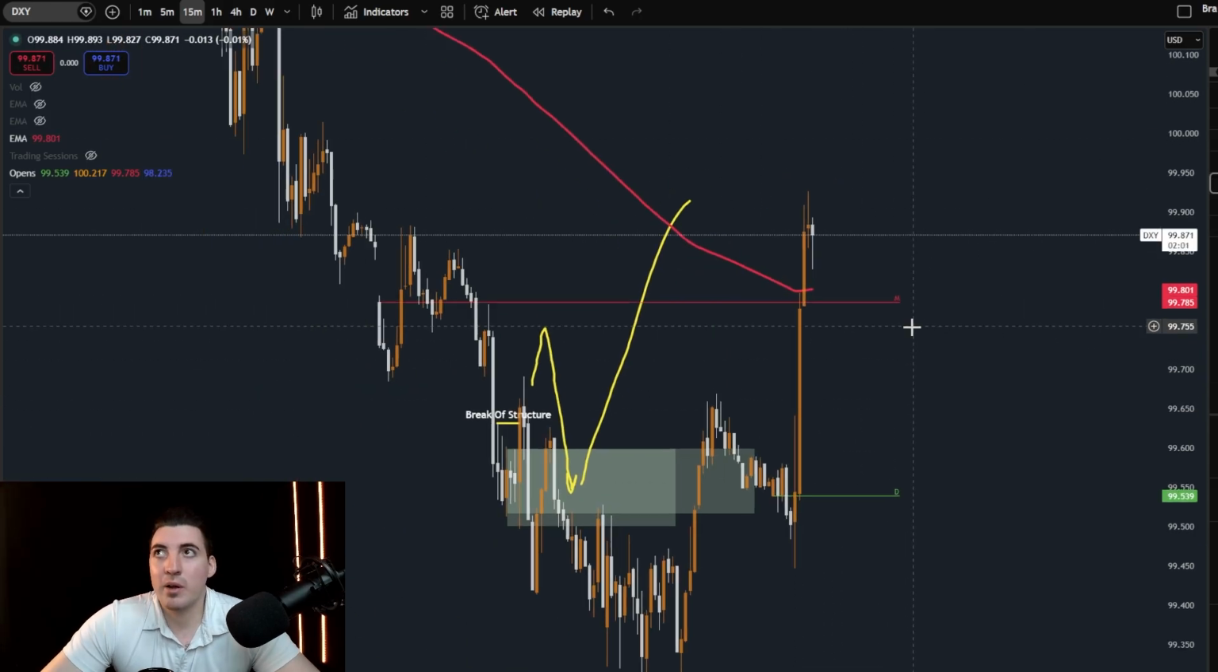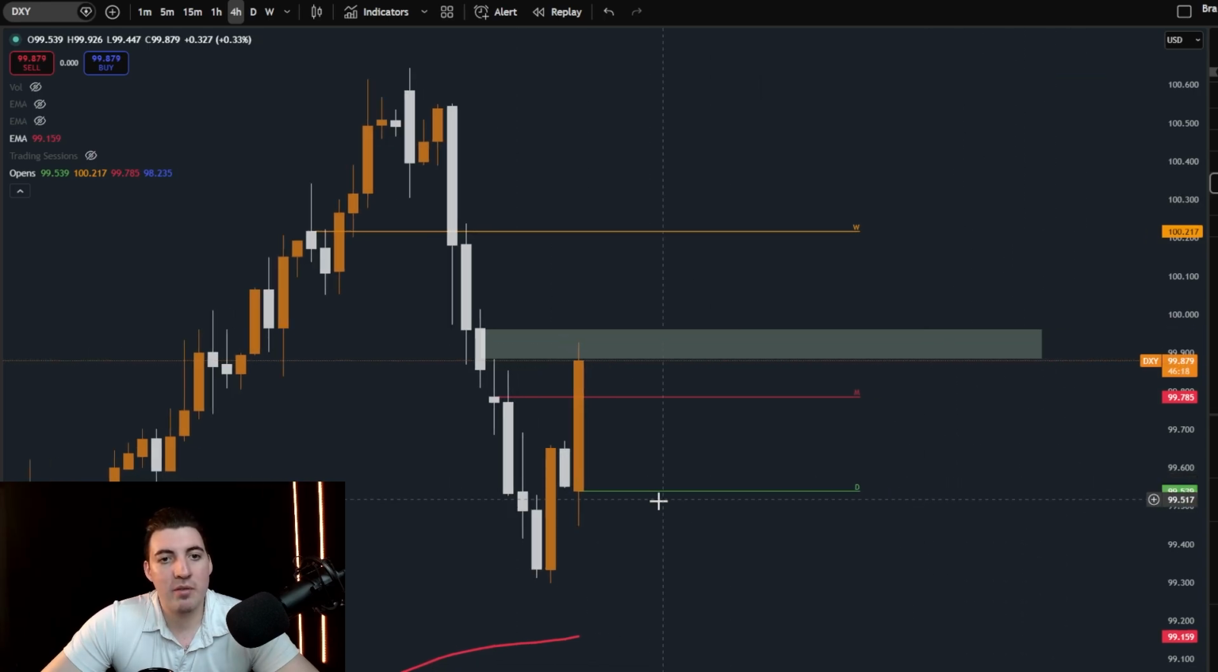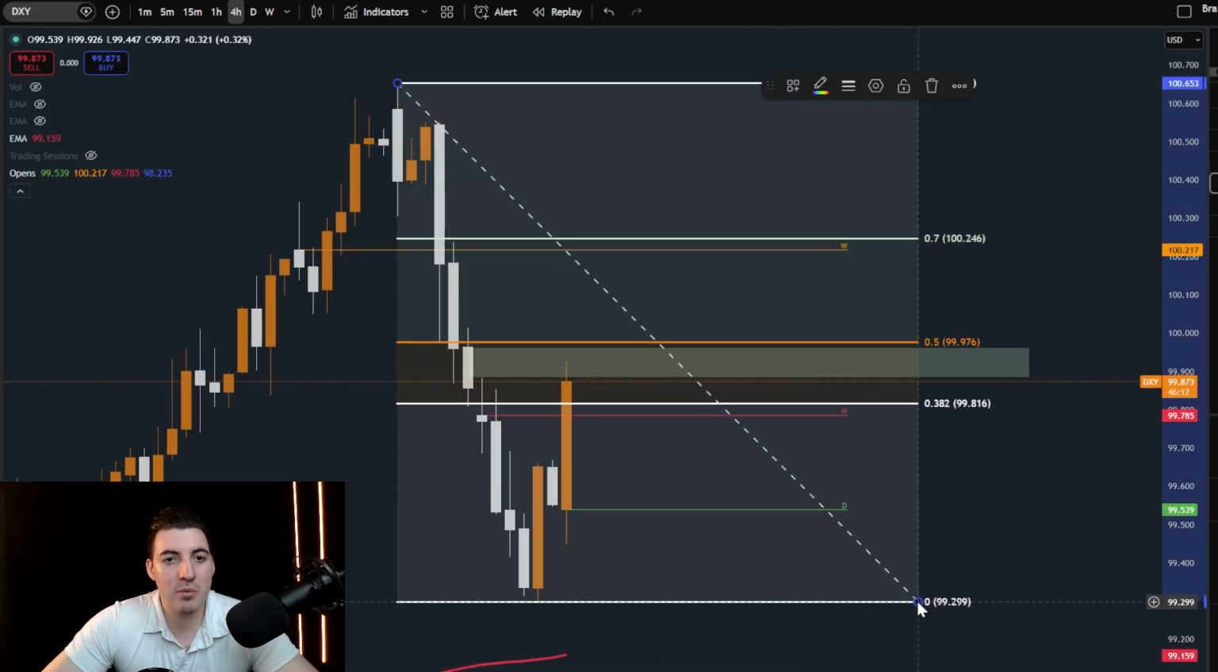Heading over to the DXY. So what we can see is yesterday the price aggressively pushed itself up. It is grabbing liquidity at this price point here. If we drew a Fibonacci retracement level, we can see that it is looking to climb slightly higher, maybe up to the 0.5 fib, but ultimately we are short-term bearish at the moment on the DXY.